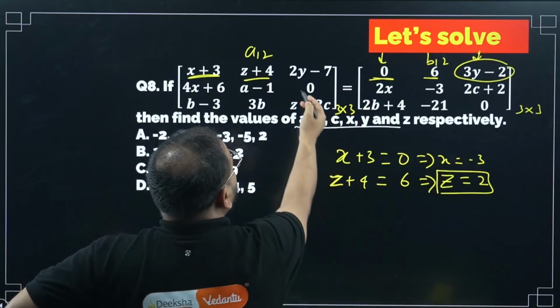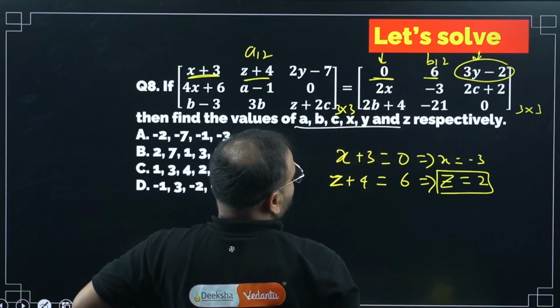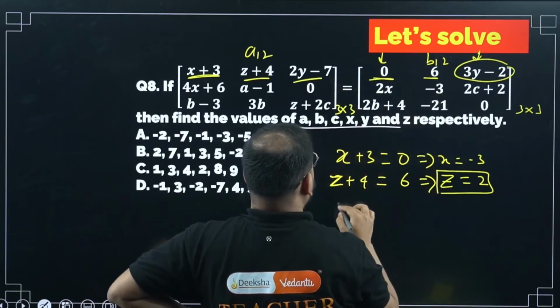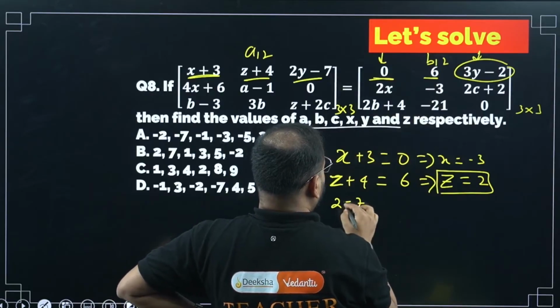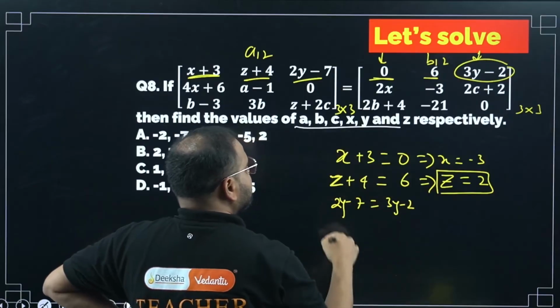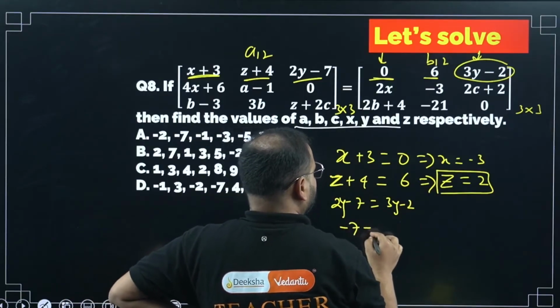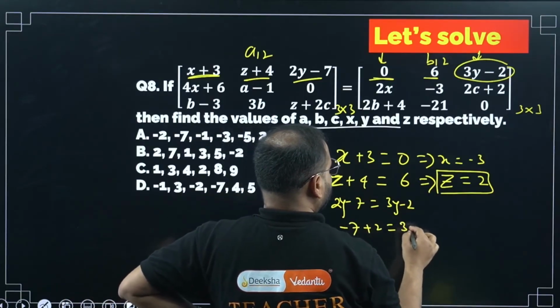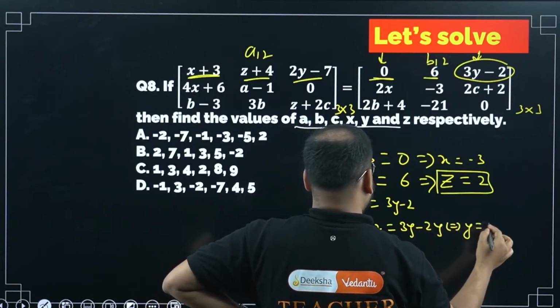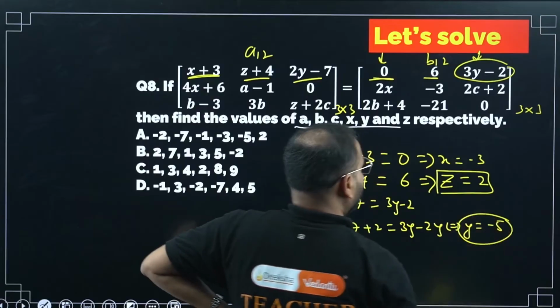We can check from here also: 2y minus 7, 3y minus 2. A13 and B13. So 2y minus 7 equal to 3y minus 2. Bring 2y there, bring this here. So minus 7 plus 2 equals 3y minus 2y. Answer is y equal to minus 5.